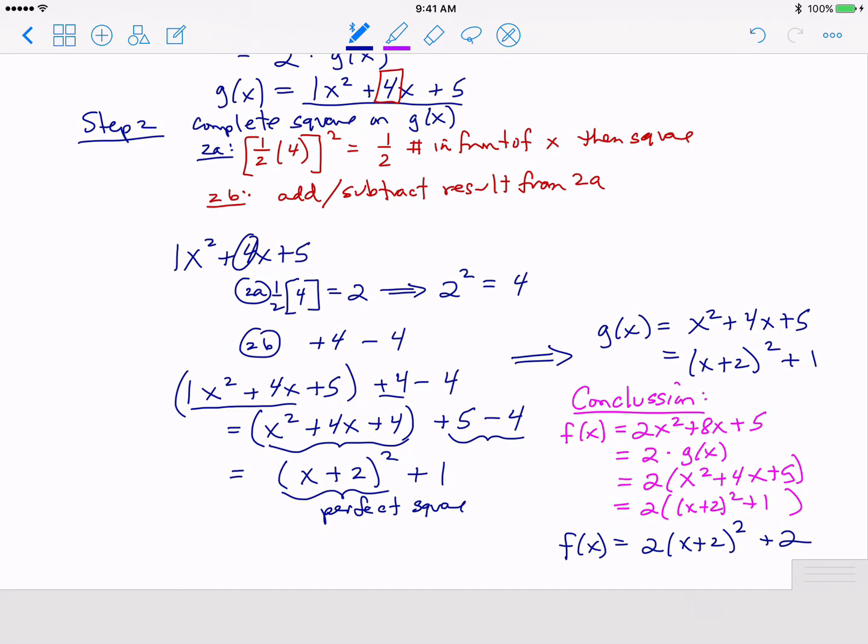And therefore, the little number a is 2, the number h is negative 2, and the number k is equal to 2. Here's the a, h, and k. But remember, the h term was x minus h, so that means h has to be negative 2. So there's an example of completing the square.